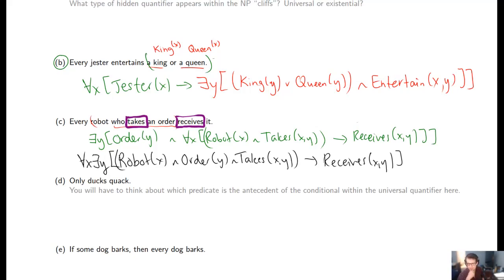Identifying whether a verb is intransitive, transitive, or ditransitive is one of the more important skills, not only in semantics, but like in syntax as well, in the syn-sem side of linguistics, so the syntax semantics side. So seeing words like takes an order and receives it, and understanding that, okay, this means that takes has a taker and a takee, something that is being taken and something that is doing the taking. And receives is sort of the same way. There's something doing the receiving and something that is being received.